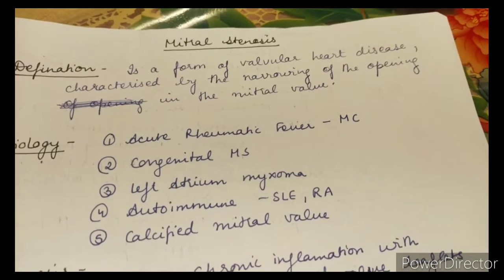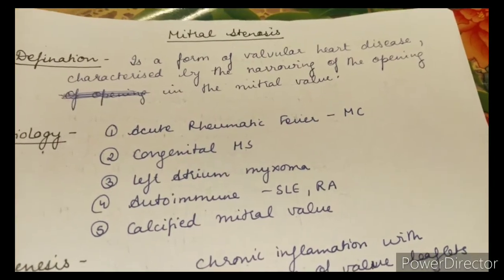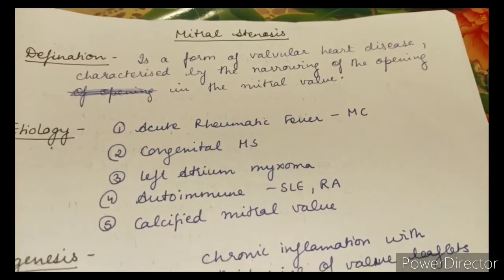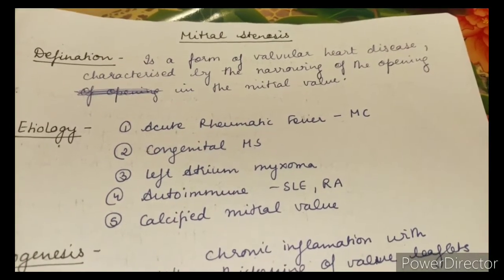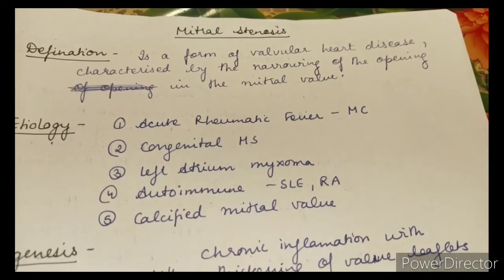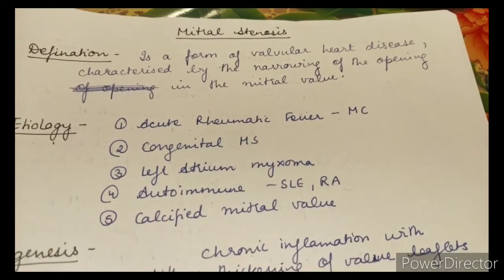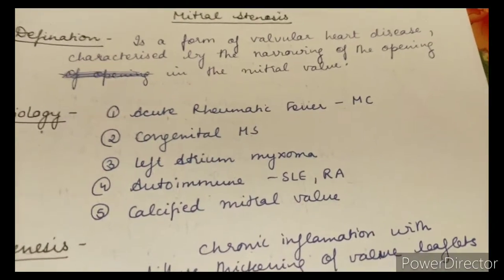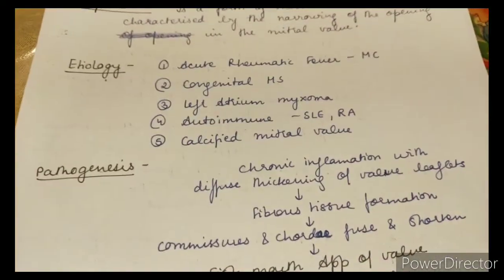Hello everyone. Today we'll be talking about mitral stenosis. Now, stenosis, as the name suggests, means that there is something narrowing. So by definition, this disease is a form of valvular heart disease which is characterized by the narrowing of the opening in the mitral valve. With any disease in medicine, we start with its definition, then we move on to the etiology.